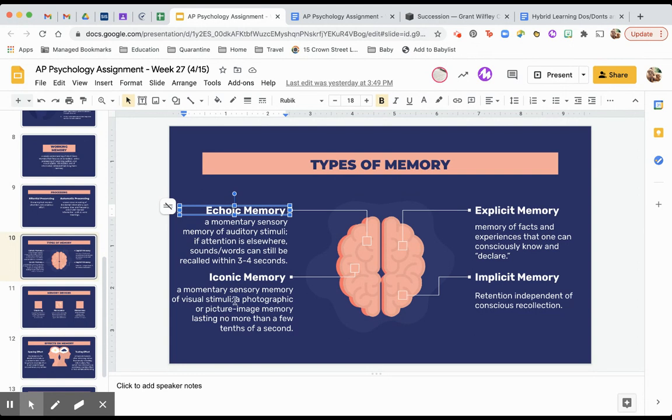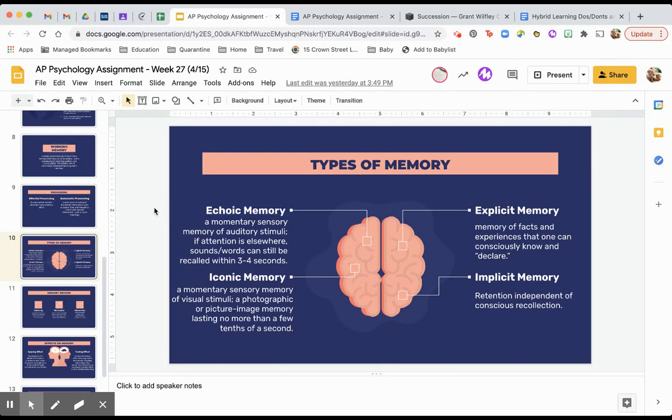Iconic memory is similar to that, but it's with visual information, a photographic or picture image memory lasting no more than a few tenths of a second. So it's really quick. Then on the other side, we have explicit and implicit memory. These two terms, echoic and iconic, don't come up as much, but they do every now and then. Explicit and implicit do come up more often.